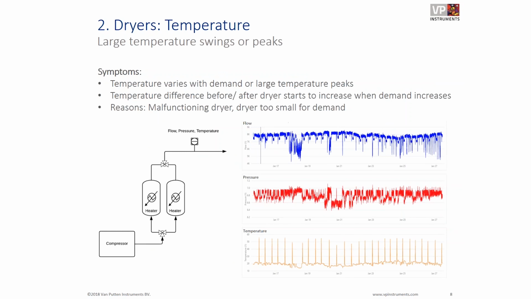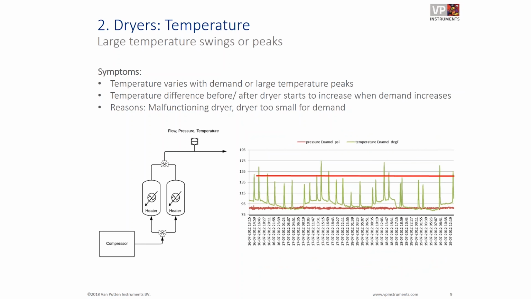Another example: if you look at dryers, and especially heat regenerated desiccant dryers, they use heat to regenerate the internal desiccant. If you put a temperature sensor downstream of the dryer, you might see some peaks. It's normal that there will be some peaks because there's always some hot air coming out after the column changes. But if it's too high, that might indicate an issue with the dryer. And you see here a real graph with flow, pressure, and then temperature. And you see those big peaks every time the column is switching.